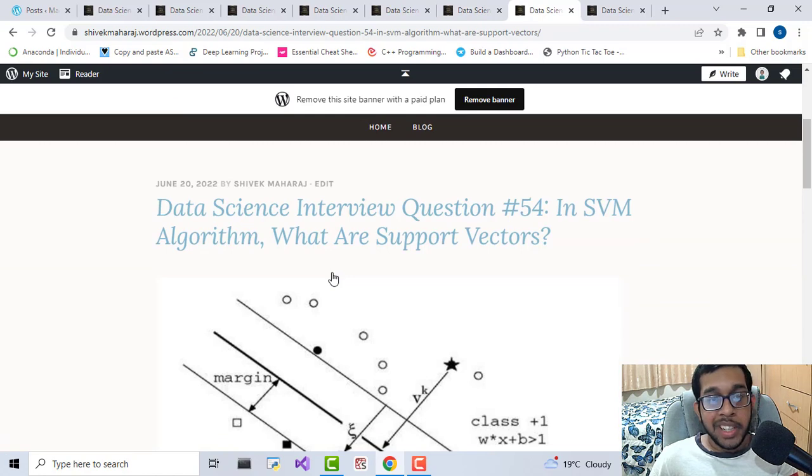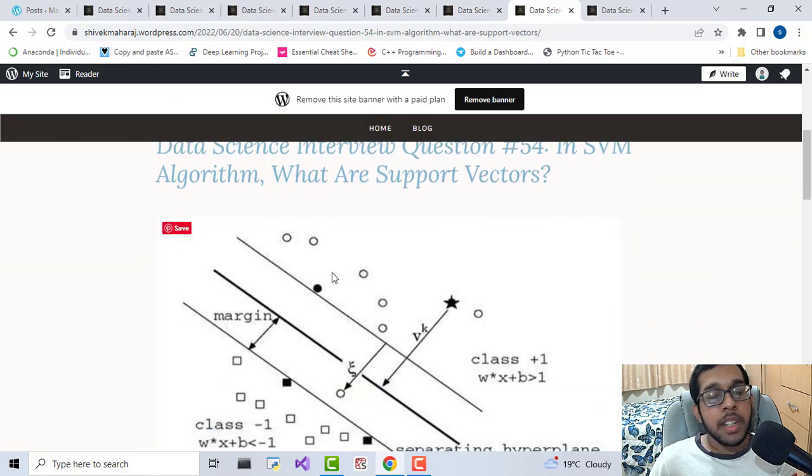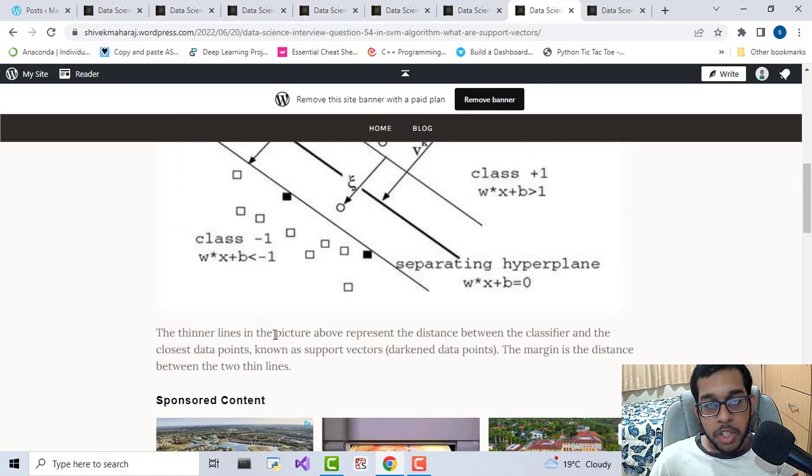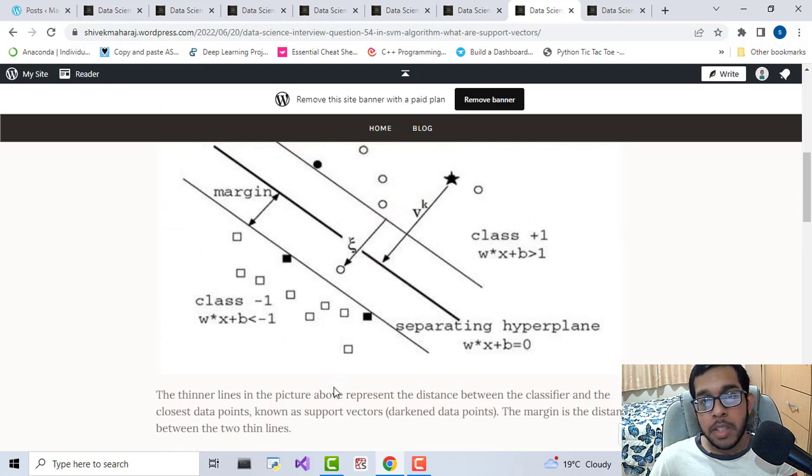Number 54. In the SVM algorithm, what are support vectors? The thinner lines in the picture above represent the distance between the classifier and the closest data points, known as support vectors. In this image, they are the darkened data points. The margin is the distance between the two thin lines. That is what we have there.